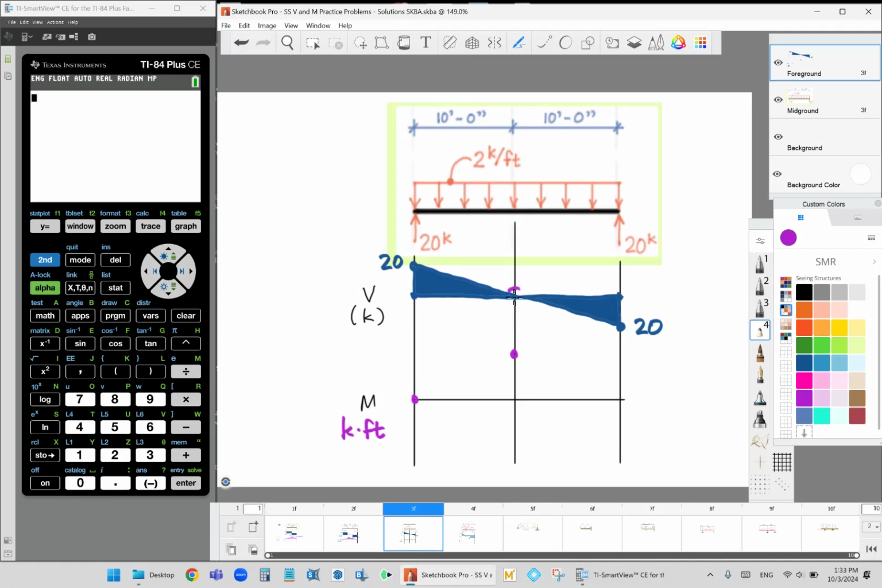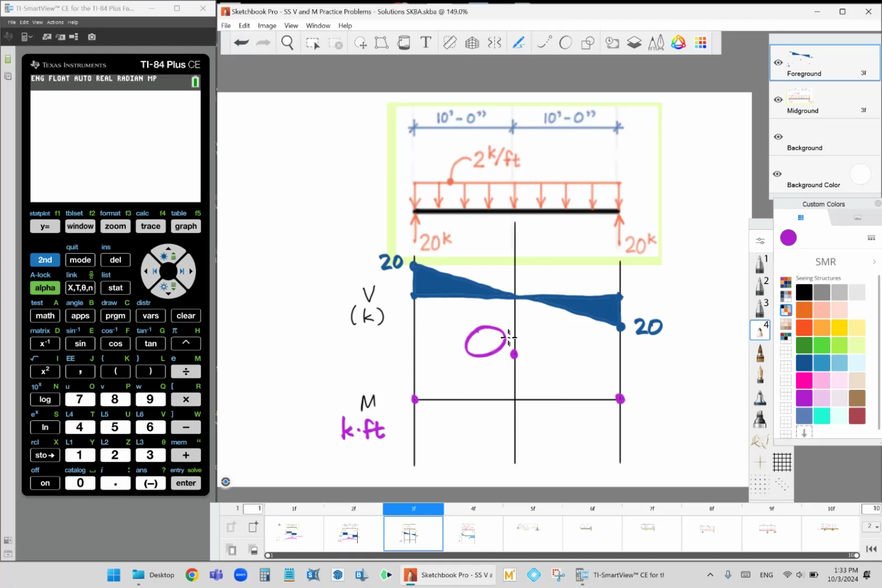How do I know it's a local max? If shear has a value of 0, moment has a local min or max because shear is the derivative of moment. And then I get to decrease, so I got a negative area there, so that'll get me back to 0.